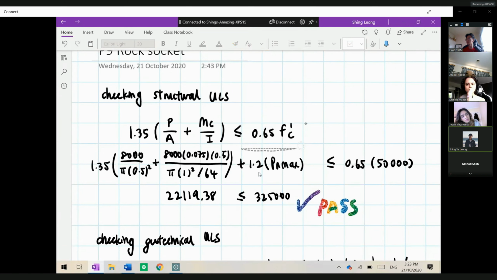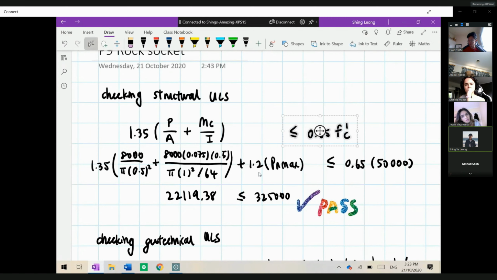Yep. So I did this initially without the negative skin friction because I forgot about it. So basically, this is what we did in the previous pile design. For the combined load factor we use 1.35, and then for the skin friction we'll be using 1.2.